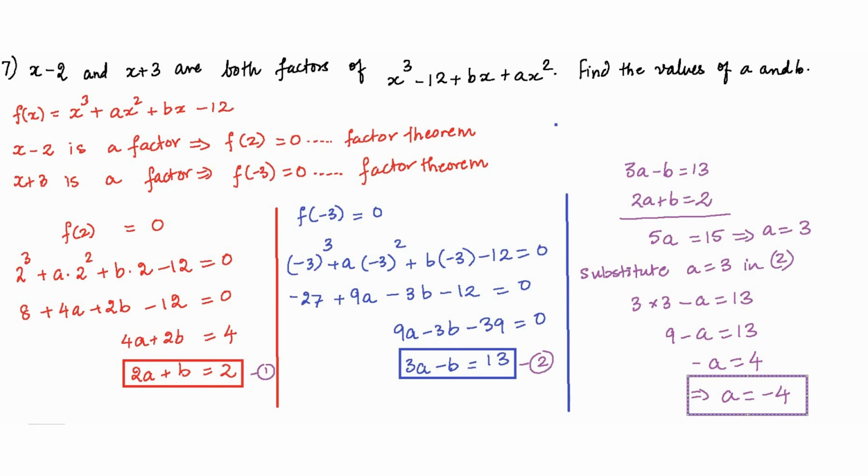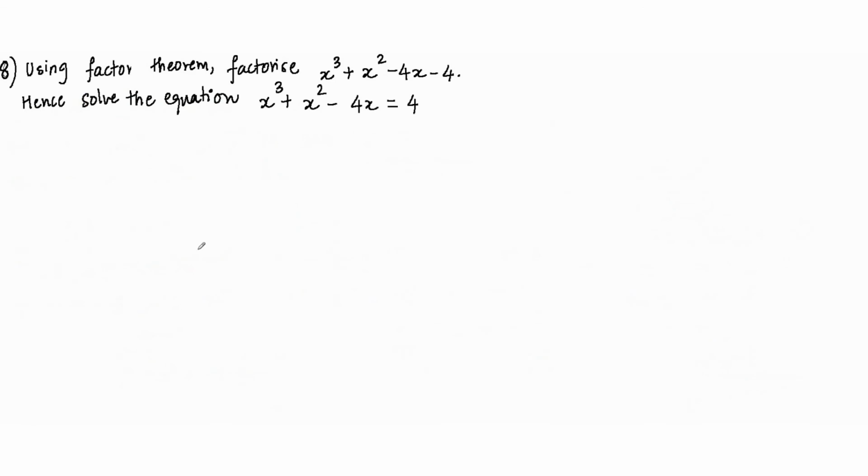Okay, let us now continue with the next question. Using factor theorem, factorize x cube plus x square minus 4x minus 4. Now over here, they have not given me a single factor, right? Nothing is given to me. So what I will do is, I will use the factor theorem to great advantage over here.